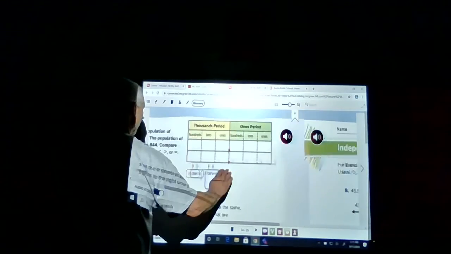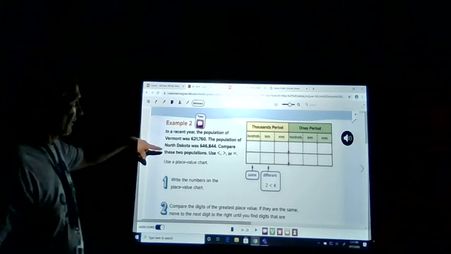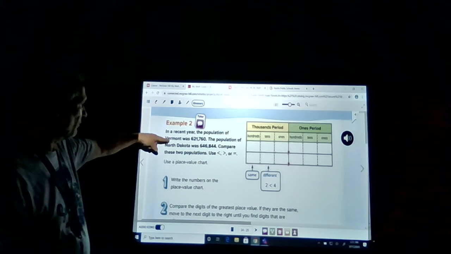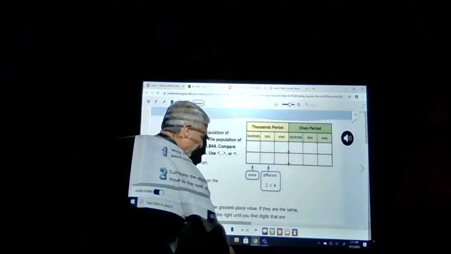I'll push the arrow, and before we get to the independent, we'll do another example of comparing. All right, and this time we have two states, Vermont and North Dakota.